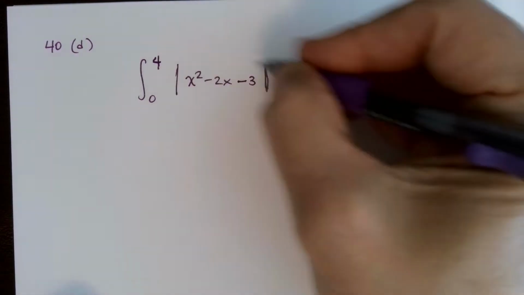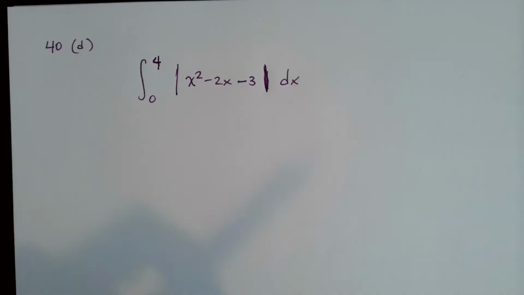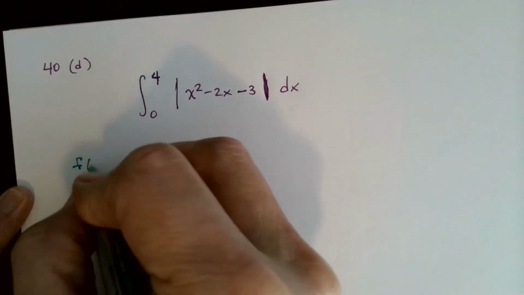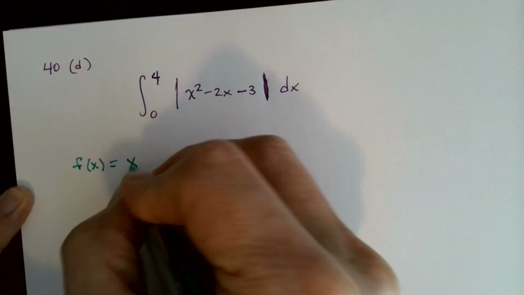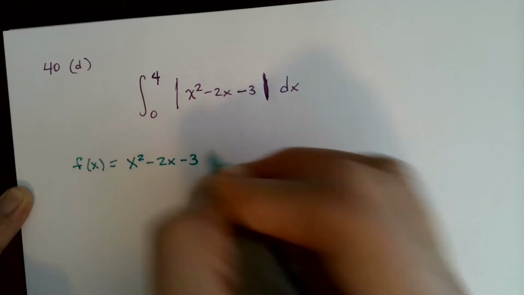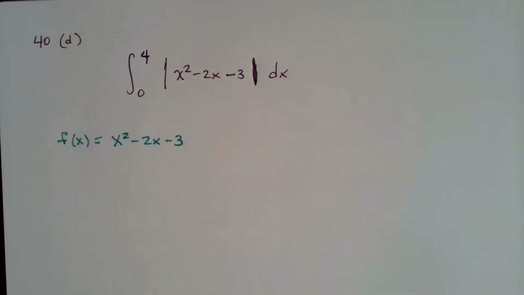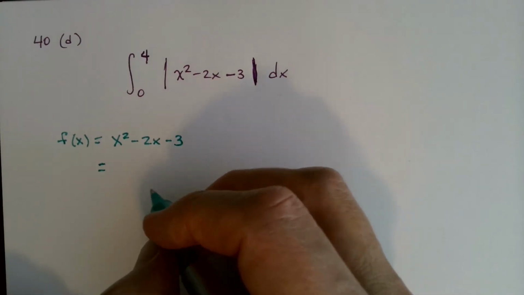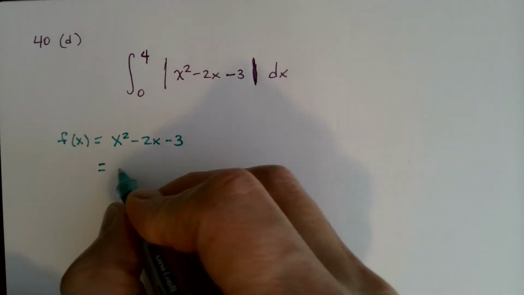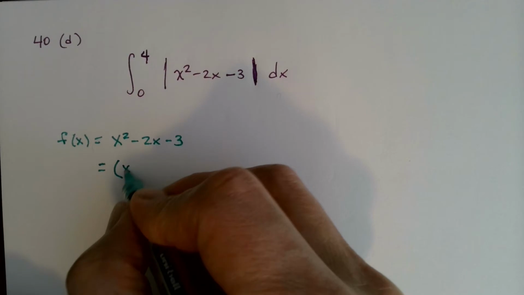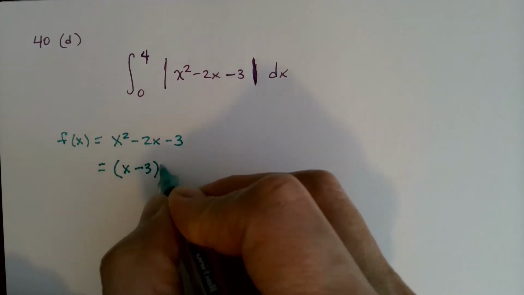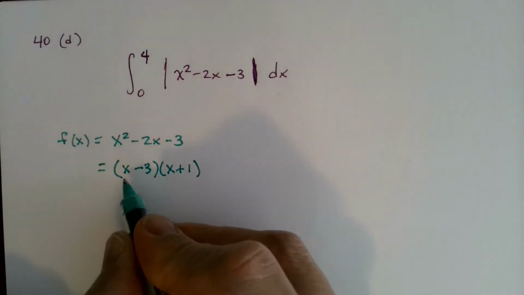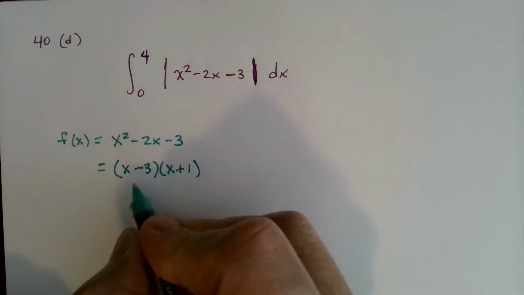So the idea is, let's take a look at the function inside the absolute value, the function f of x equals x squared minus 2x minus 3. Well, that's a parabola opening upward, and I can graph that function. A good way to think about what I need to know is that I can factor this. This factors as x minus 3 times x plus 1. The inner and outer terms give me the negative 2x here.